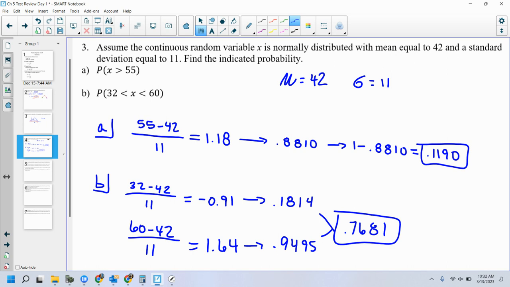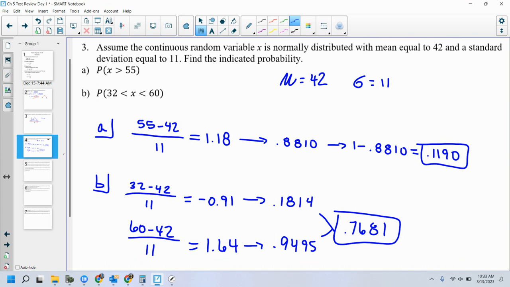Again, understand what that means. If I know my mean is equal to 42 and my standard deviation is 11, and I randomly select a piece of data, what percentage chance is it going to fall between 32 and 60? Well, there's about a 77% chance that if I randomly select a piece of data, whatever this data is, I don't even know, there's no context, it's going to fall between those two values, given those parameters.